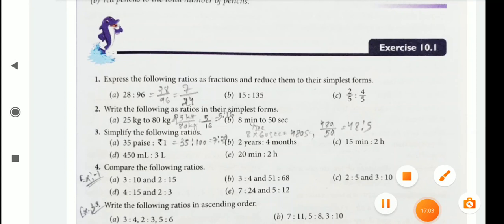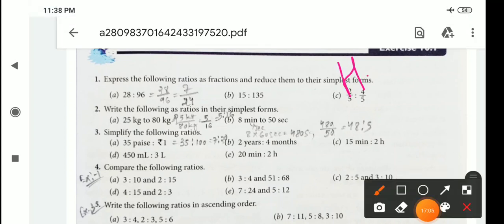Okay. So do it. Homework. This one is your homework. Before you start this exercise, you follow all the examples properly.